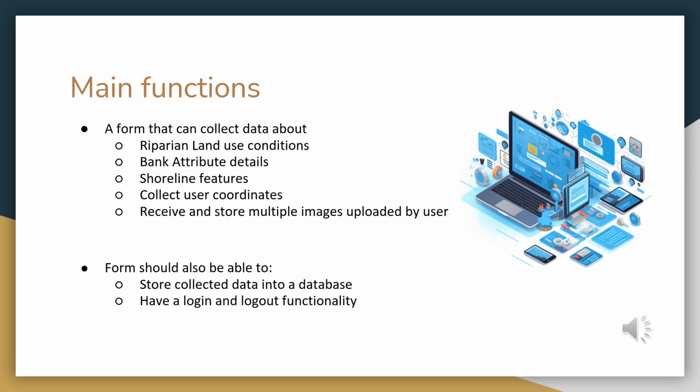The main function of the project is essentially a form that collects data about the riparian land use conditions, information about the bank attributes, and the shoreline features. The application retrieves the current GPS coordinates of the user to be able to pinpoint where specifically on the map these details are about. The user can also upload multiple images of their shoreline surroundings that the application would store in a database, along with the other data from the form itself. Additionally, we will have a login and logout functionality in order to ensure that the data we've collected can be saved to a particular user.